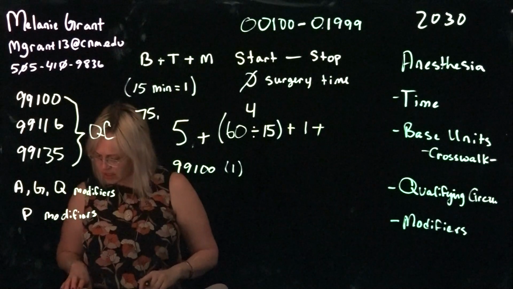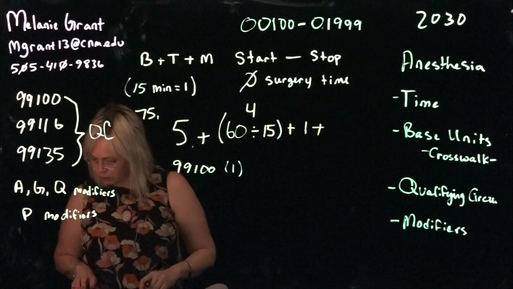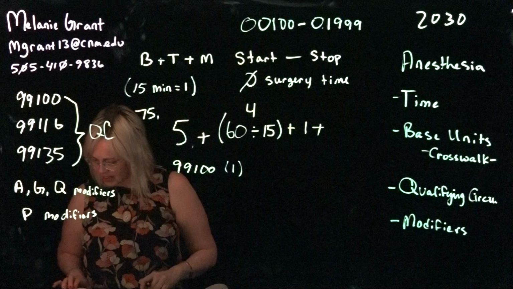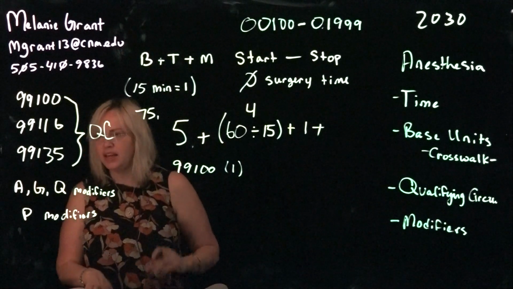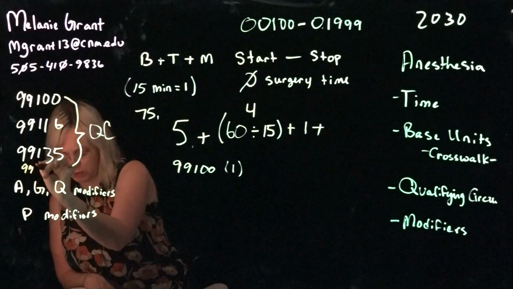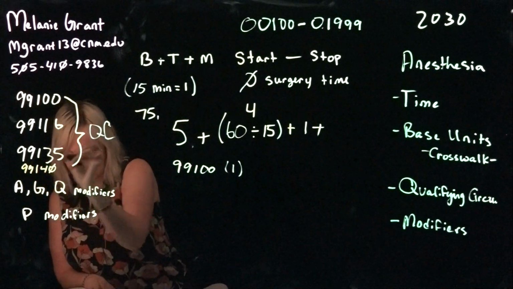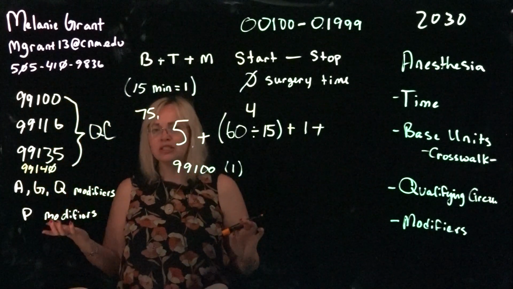Okay, others: anesthesia complicated by total body hypothermia, and anesthesia complicated by controlled hypotension. And then I'm missing on here 99140, anesthesia complicated by emergency circumstances.